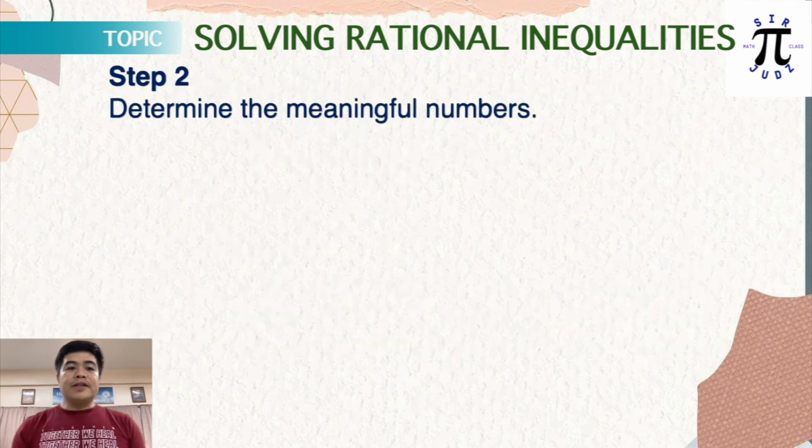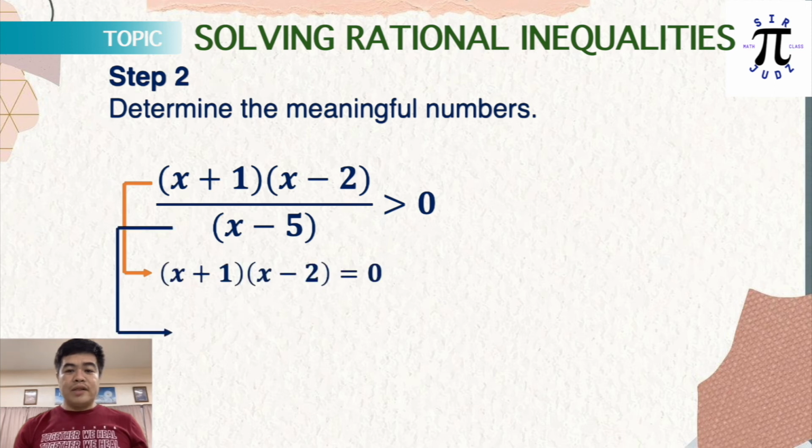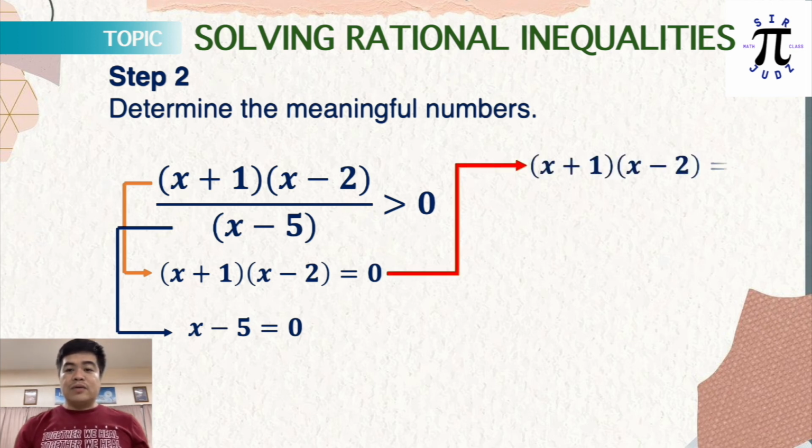Step 2, determine the meaningful numbers. We're going to equate the numerator and denominator to 0. So the numerator equal to 0, the denominator equal to 0. And then solve for the value of your variable. In our case, our variable is x. So we have x plus 1 times x minus 2 equal to 0.